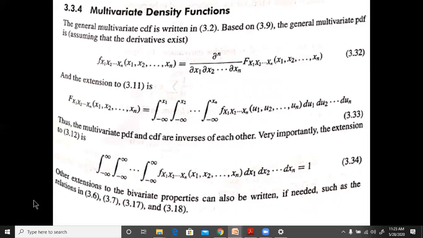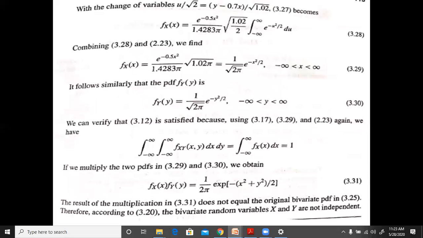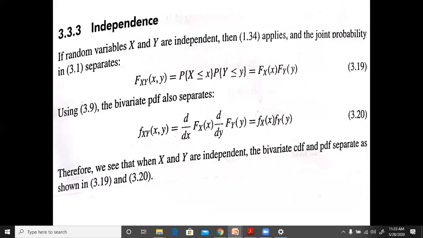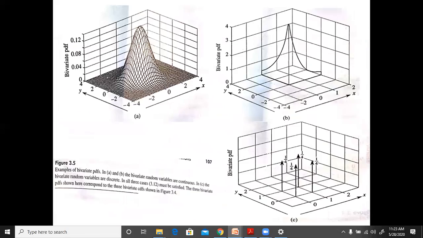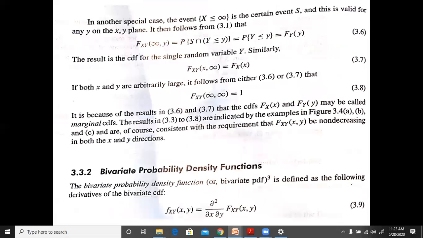Other extensions such as 3.6, 3.7, 3.17, 3.18, which we have considered, can also be written for the multivariate case, which we have written for bivariate. So 3.6: we have written here F_XY(infinity, y) equals F_Y(y), and F_XY(x, infinity) equals F_X(x). This is the cumulative distribution function.